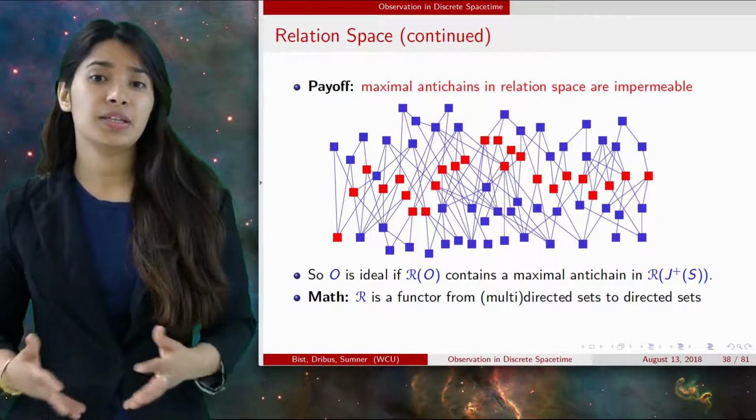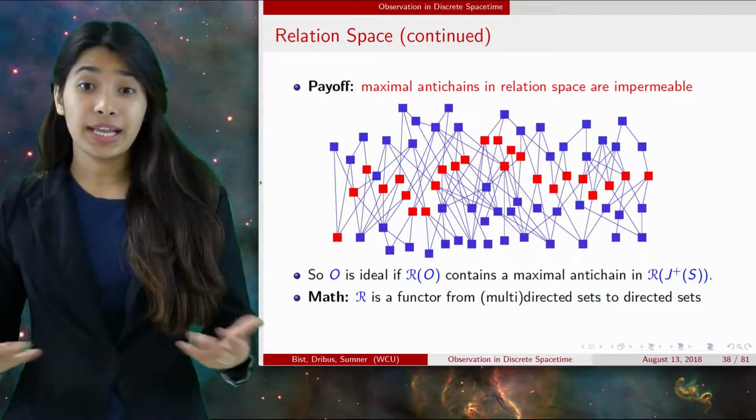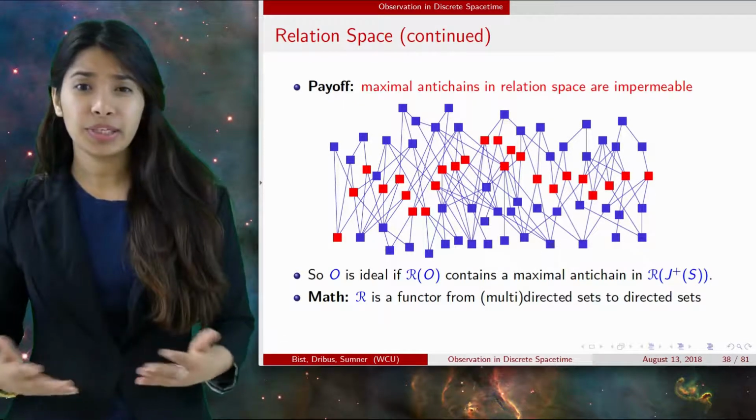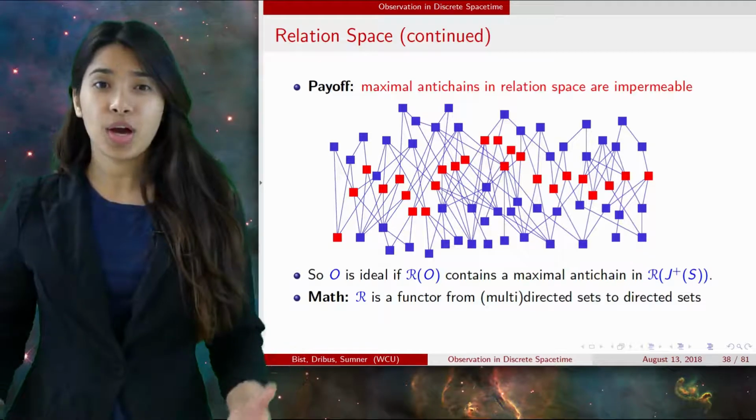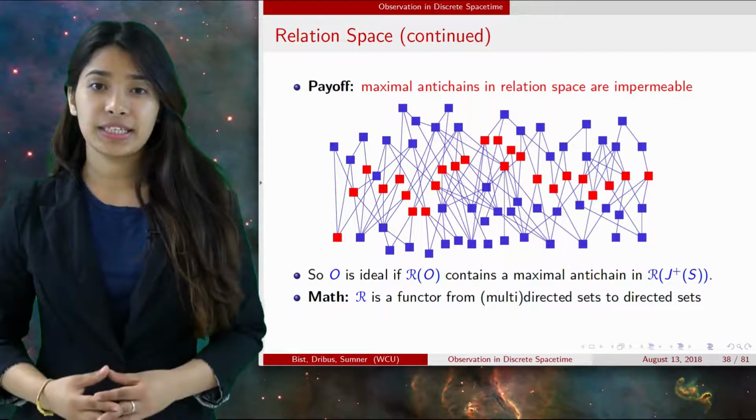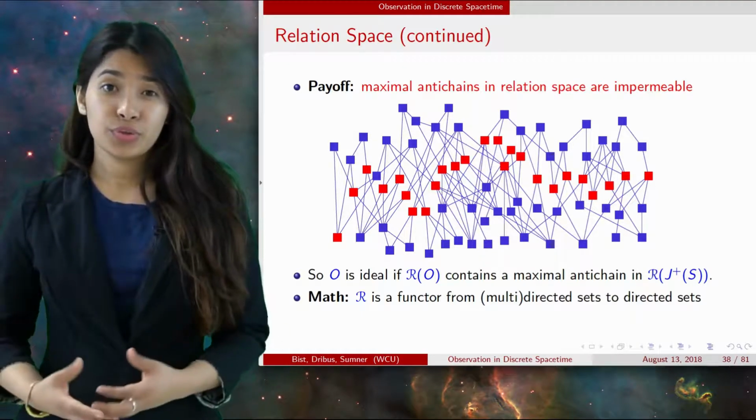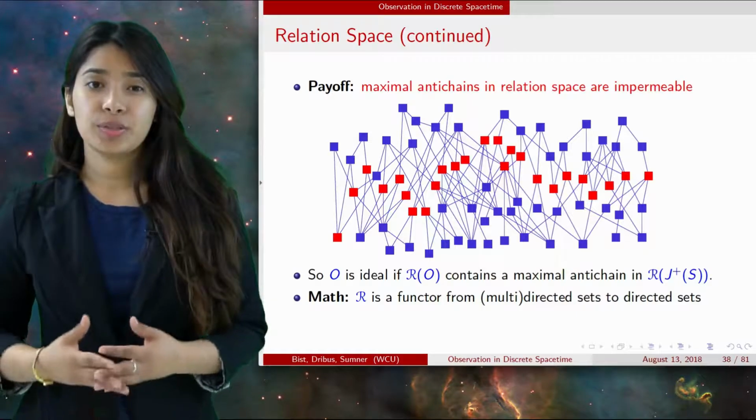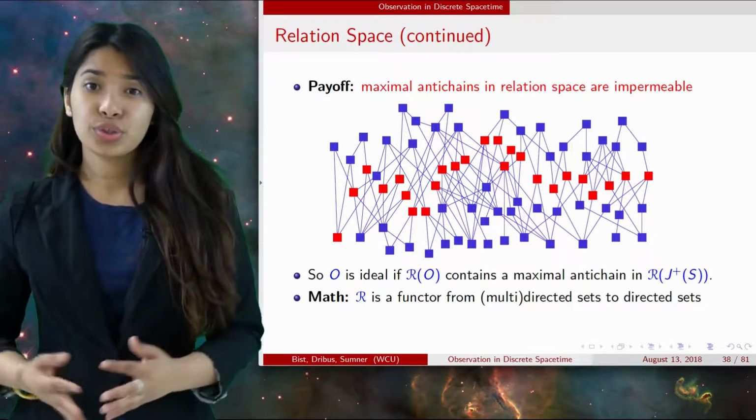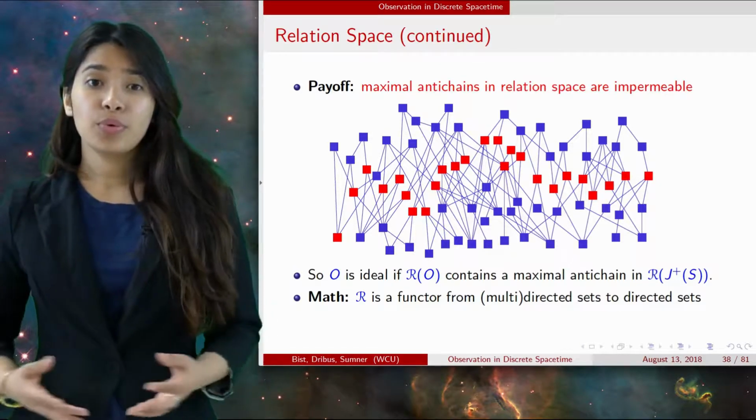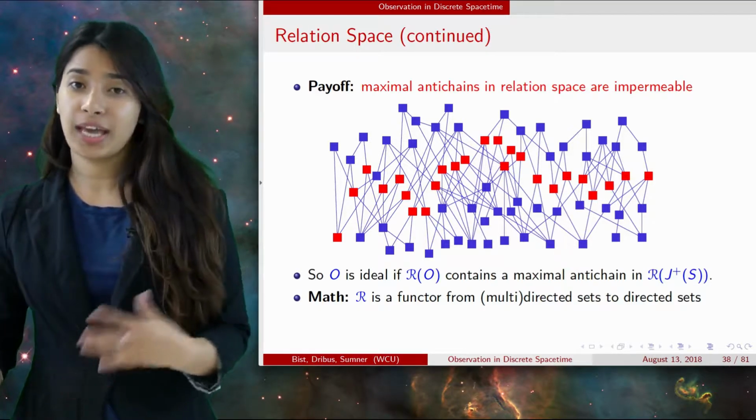In fact, we can extend the source of this functor to a category of multi-directed sets, which are like directed sets except that they contain multiple relations between a given pair of elements. This extension becomes important in discrete quantum causal theory, but we do not need to discuss the details here. Basically, for the object D and each of the subobjects S, future of S, and O, we have corresponding relation space objects: script R of D, script R of S, script R of future of S, and script R of O. And we can translate statements about the original objects into statements about relation space objects and vice versa.